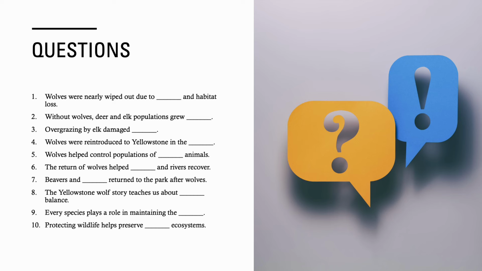The story of the wolves in Yellowstone teaches an important lesson about ecosystems. Every species plays a role in maintaining balance. When one species disappears, it can create a domino effect, leading to unforeseen changes.